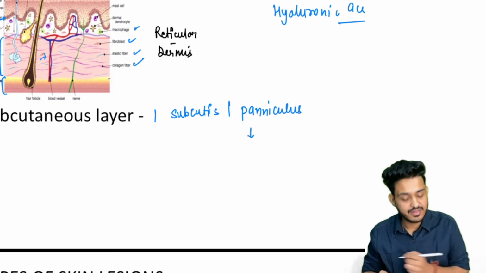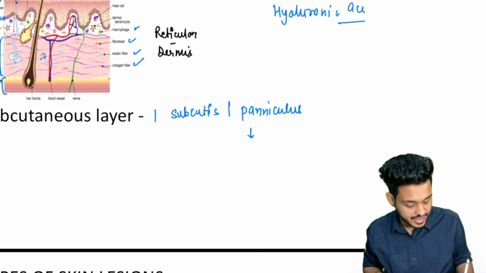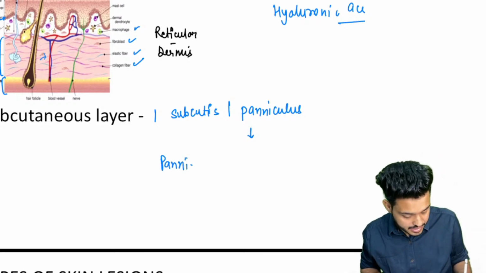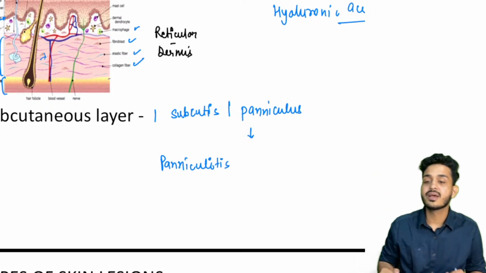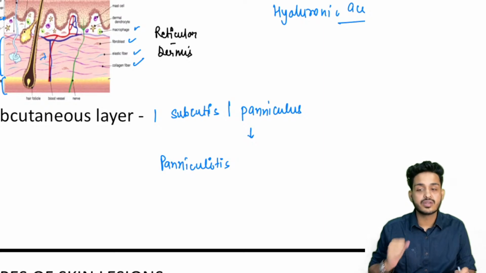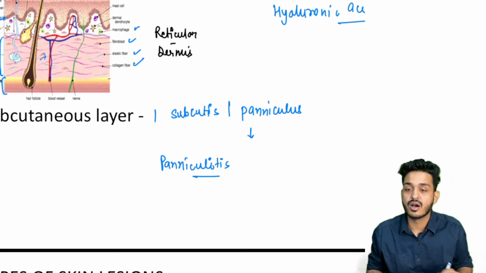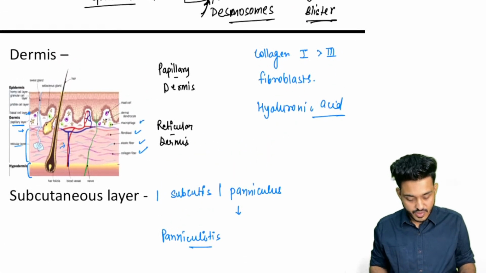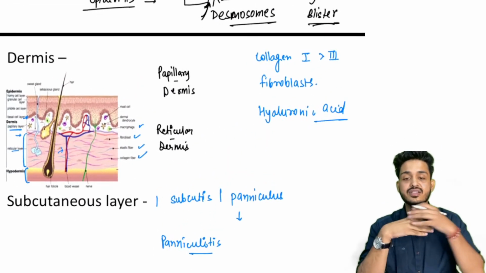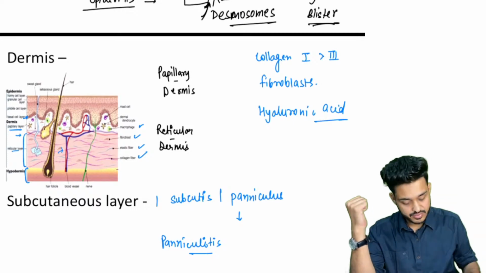And what is the inflammation of the subcutaneous layer? That is panniculitis. This is important. This has been asked in your examination. What is panniculitis? Panniculitis is nothing but the inflammation of the subcutaneous layer. So these are the layers of the skin. These are the basics of dermatology.